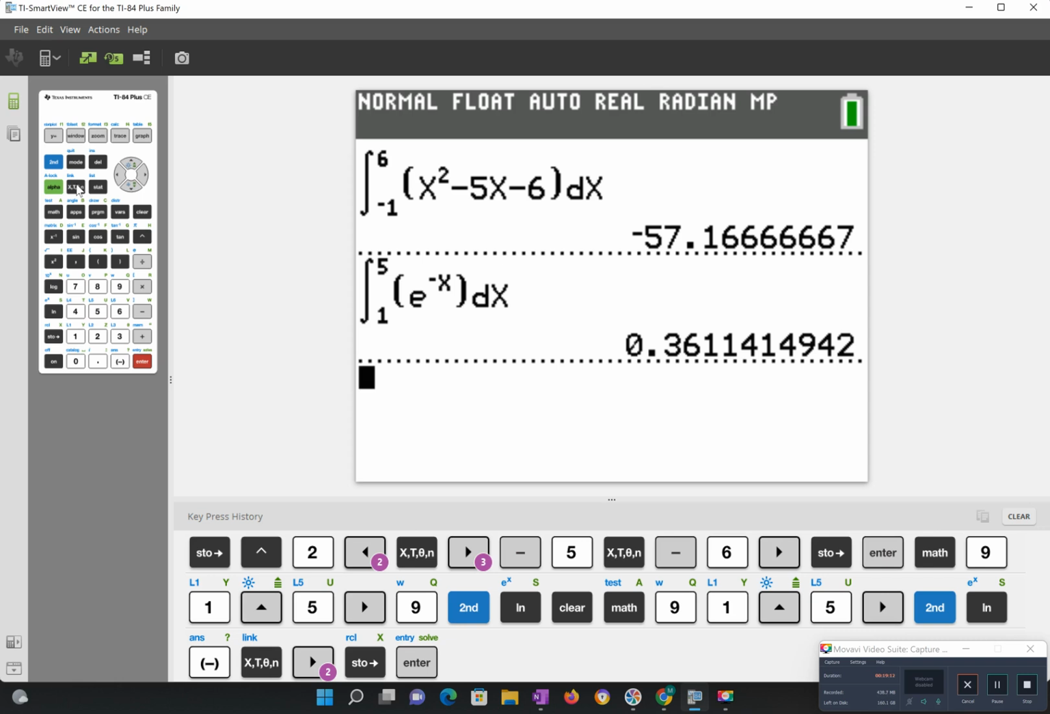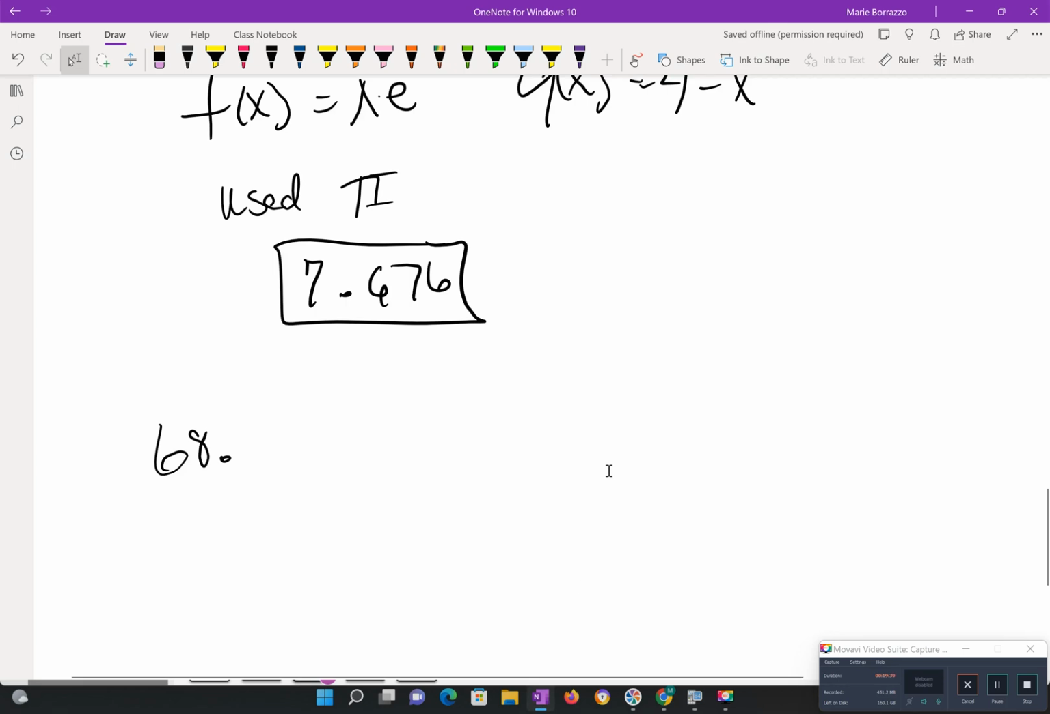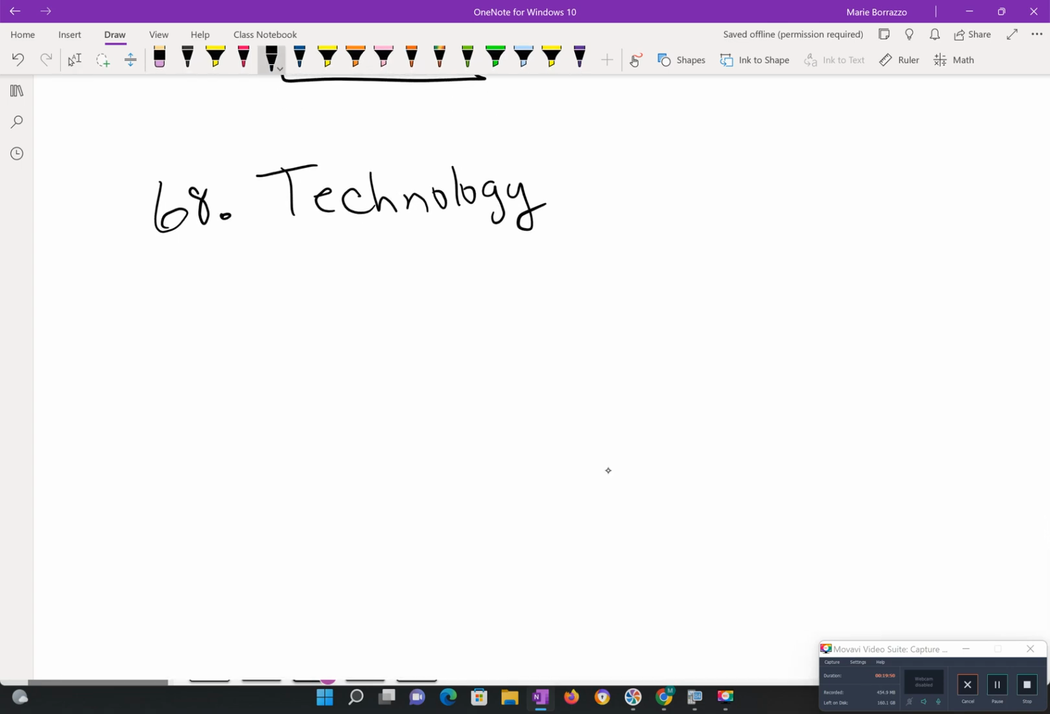Next question is 69. On this question I was able to do this one by hand, so let me do it with you by hand. We use technology. And again, you can do these with a regular calculator, just have to do it step by step.